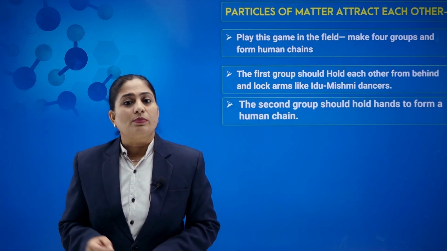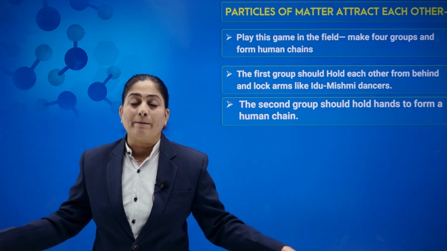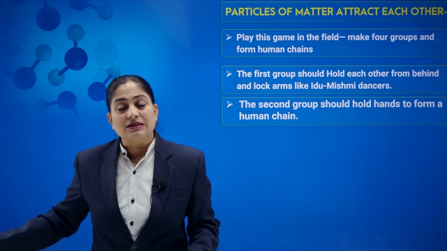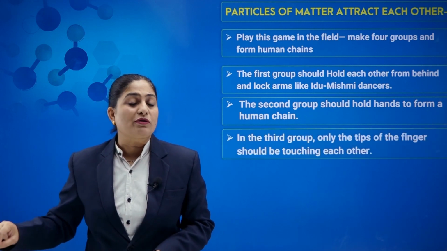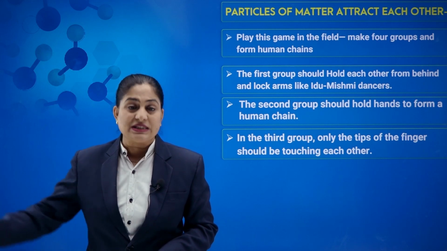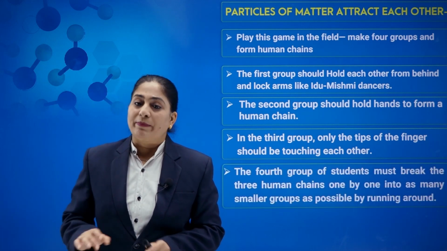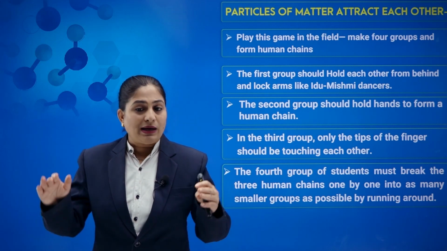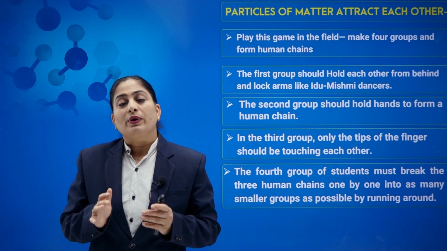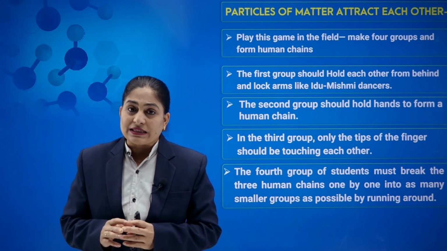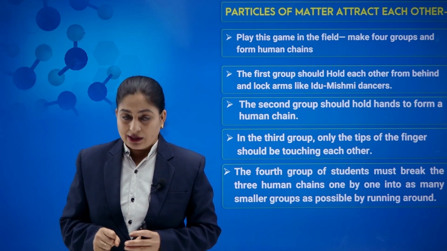In the second group, they hold hands to form a human chain. That means a little bit apart from each other, with a distance as compared to the first. And in the third group, only the tips of fingers should be touching each other. That means even more apart from each other. The fourth group, they break the human chains one by one. And the question is, in which group is it easier to break the human chain?